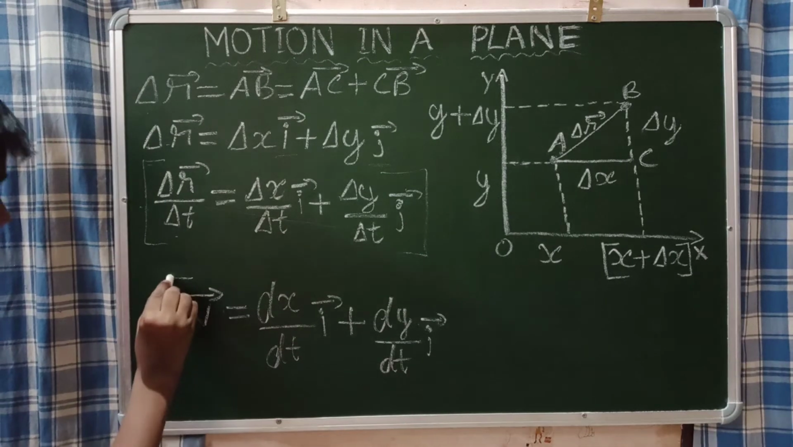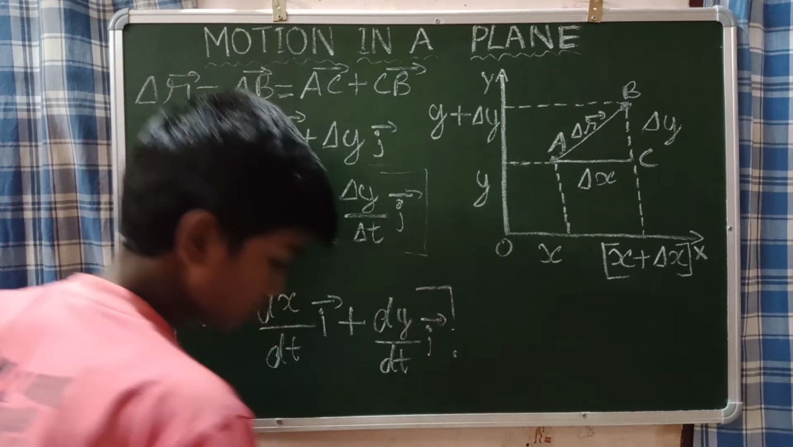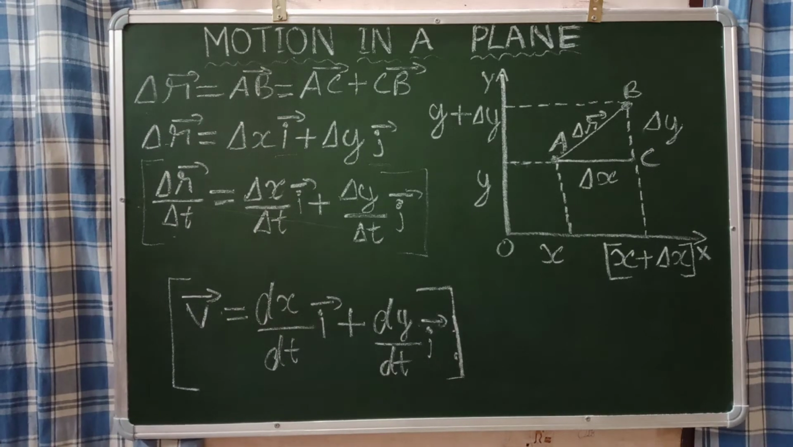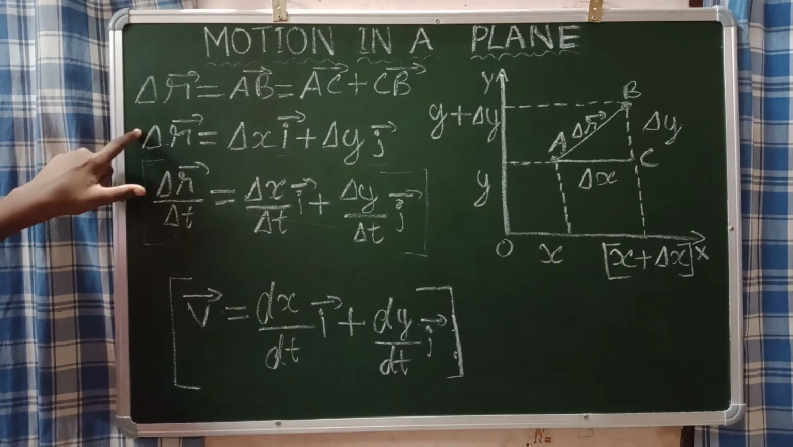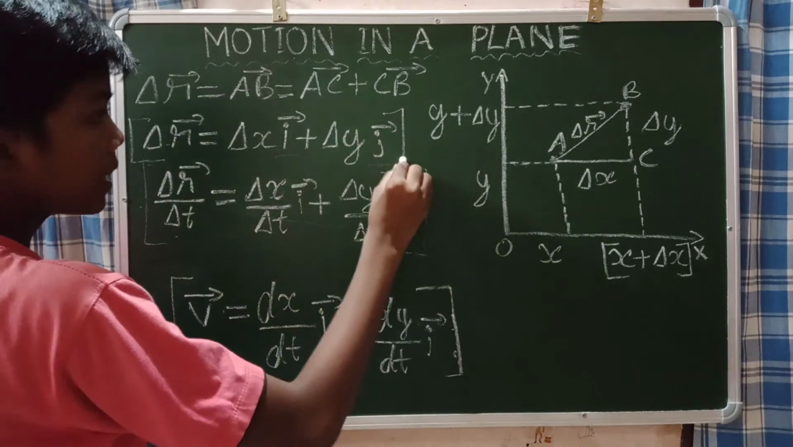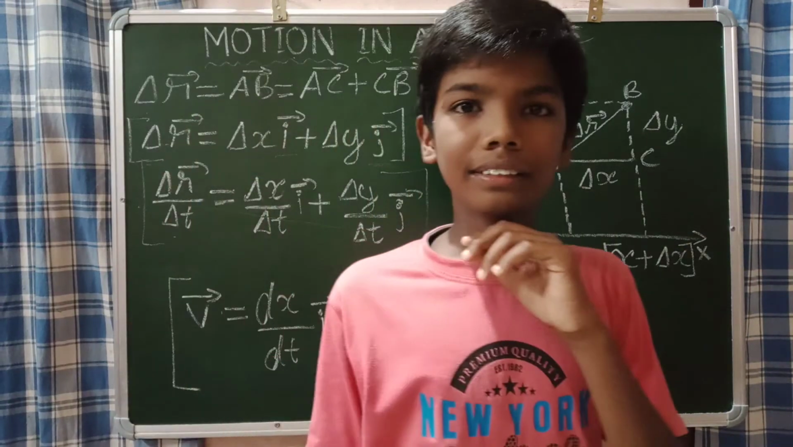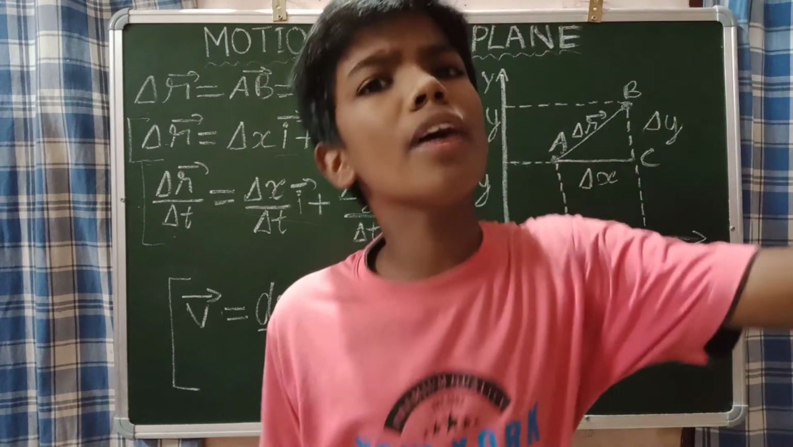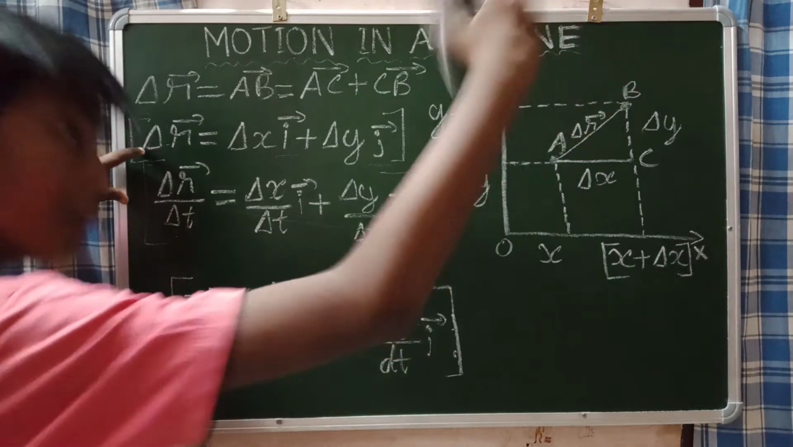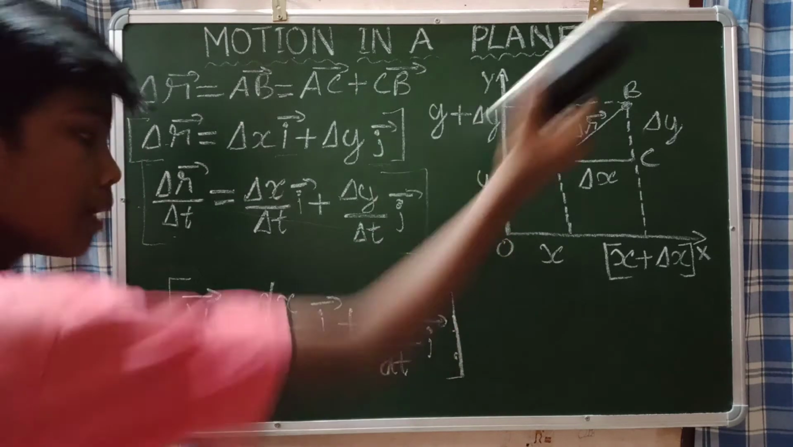Now focus on this equation. Why am I telling you to focus? Now guys, we have found the displacement. This equation gives us the displacement and this one gives us the velocity. Now move on to acceleration; the acceleration part is remaining. We have found how to find the displacement between two positions in a plane, and how to find the velocity of a particle moving in a plane.